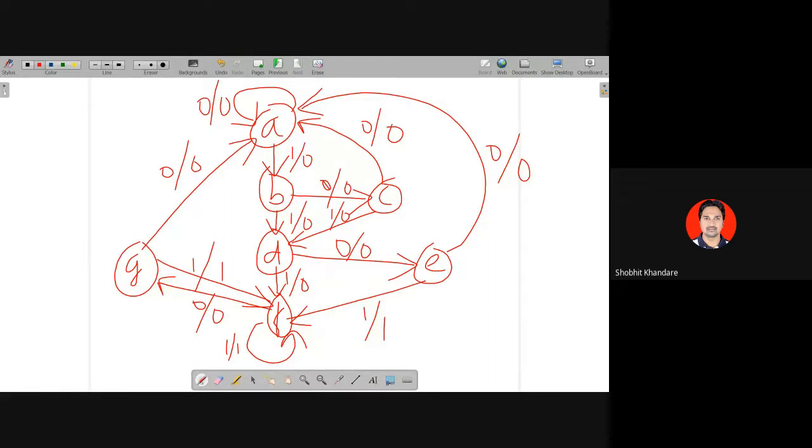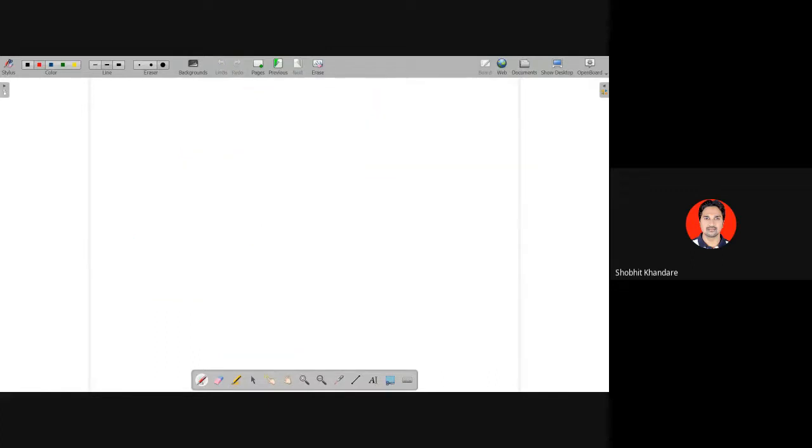Now we will see the solution. Everyone pay attention, see the solution now. Now, given the state diagram, can we draw the state table? Yes or no? Yes, sir. So see here, the state diagram. Now see the state table, everyone.